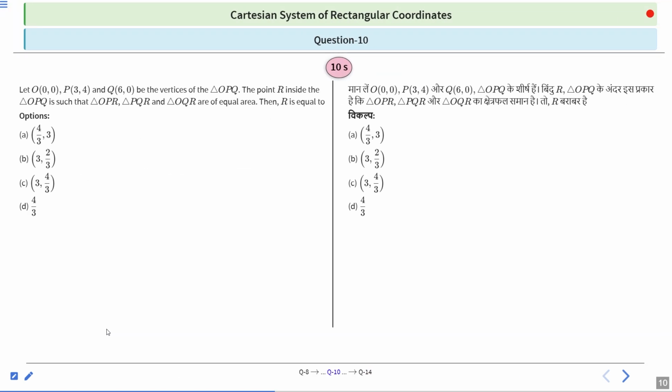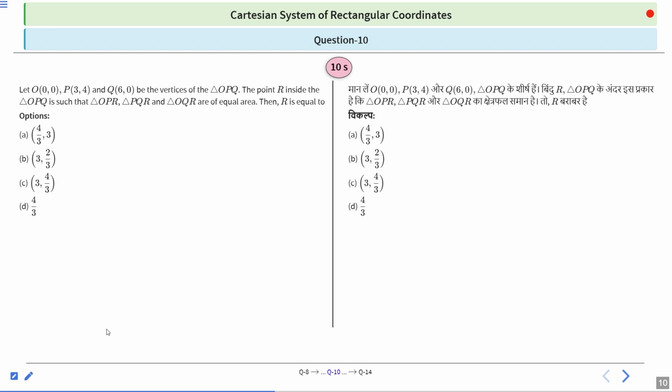Question number 10. Question number 10 says: let O(0, 0), P(3, 4) and Q(6, 0) be the vertices of triangle OPQ. The point R inside the triangle OPQ is such that triangles OPR, PQR and OQR are of equal area. Then R is equal to, we basically have to find the coordinates of R.